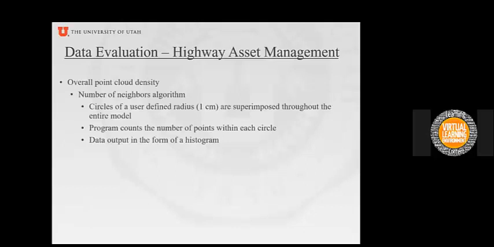So we also evaluated the overall point cloud density of these point clouds for photogrammetry and for LiDAR. How we did that was using the number of neighbors algorithm in the post-processing software that we were using. What this algorithm does is it imposes circles of a user input radius. We used 1 centimeter all throughout these point cloud models. What the program then does is it counts the number of points within each one of these 1 centimeter radius circles. And the data is output in the form of a histogram, which I have on the next slide for you guys to see.